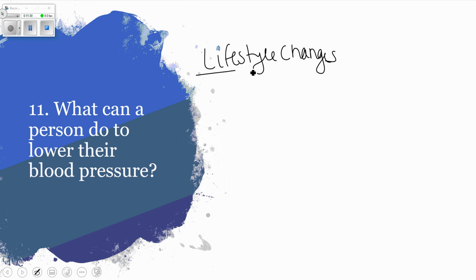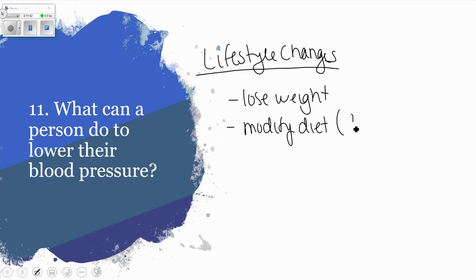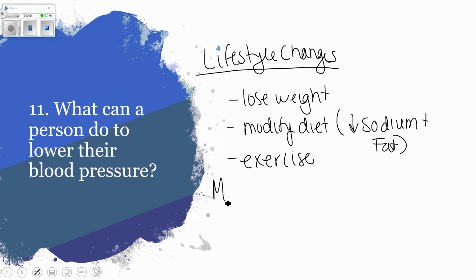And as with all the lifestyle changes, what we're really talking about is going to be lose weight. We're going to modify our diet. And when we're talking about modifying diet, a lot of times we're talking about lowering your sodium intake, lowering fat intake. Then we also have exercise. Now, if you try those things, or if your blood pressure is very high, you most likely will have to go on a blood pressure medication. The medication for this is going to be an ACE inhibitor.